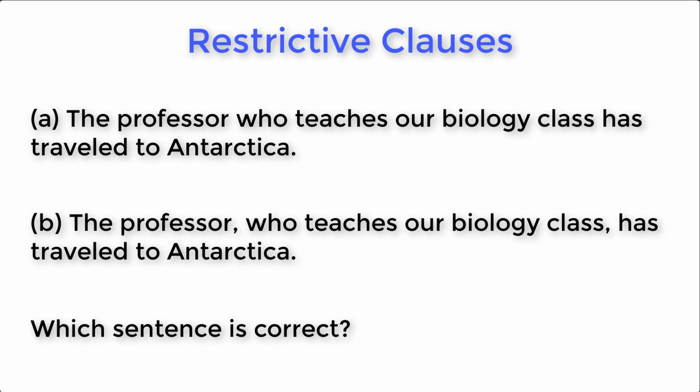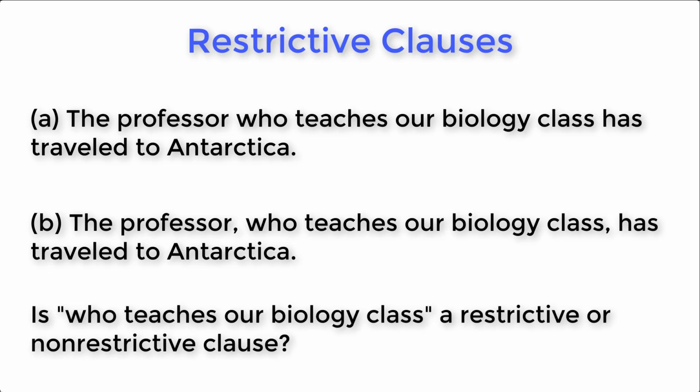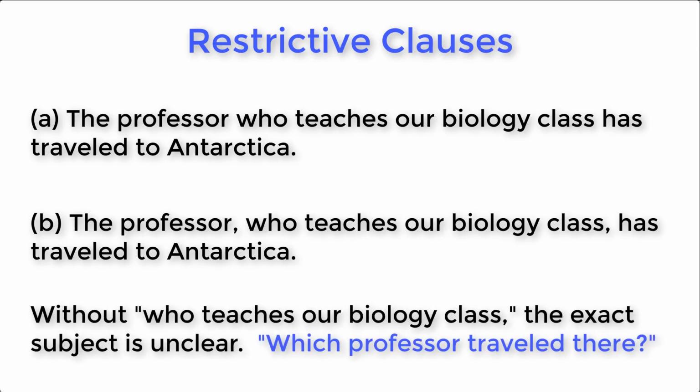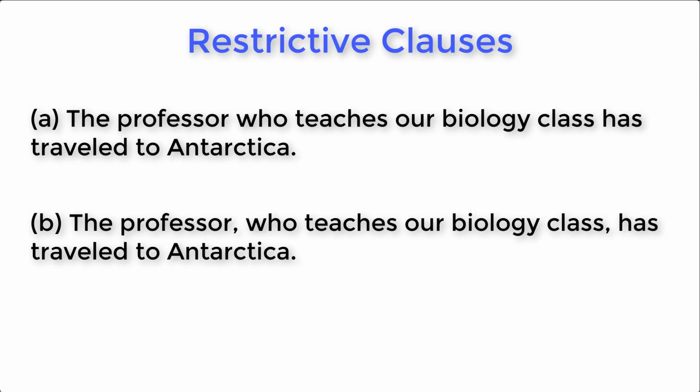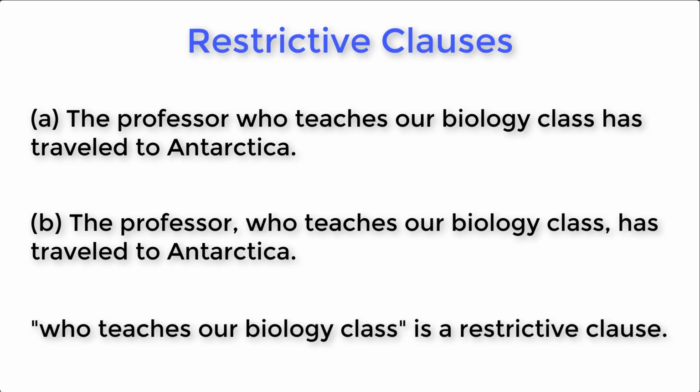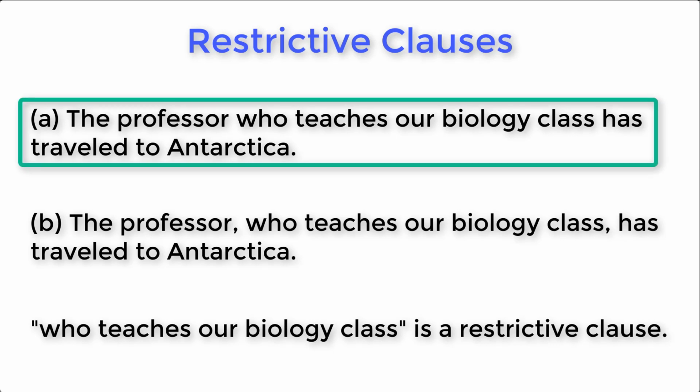First, it is necessary to identify whether "who teaches our biology class" is a restrictive or non-restrictive clause. Without the clause "who teaches our biology class," it would be unclear which professor has traveled to Antarctica. Therefore, "who teaches our biology class" is a restrictive clause, and the correct sentence is A, which does not include commas.